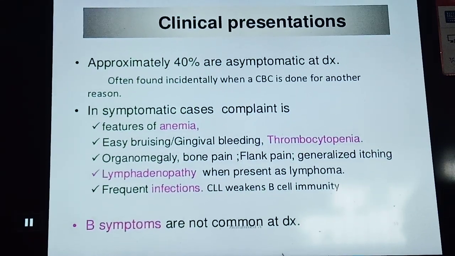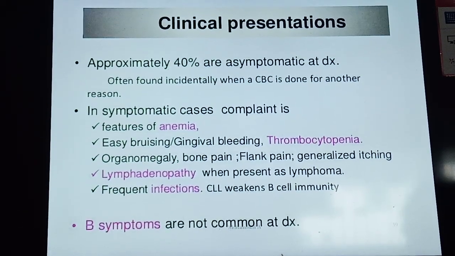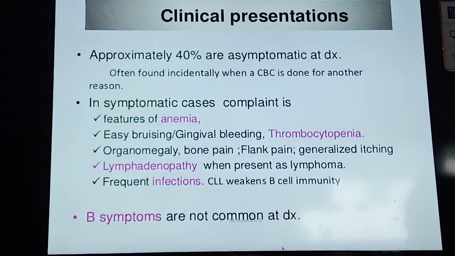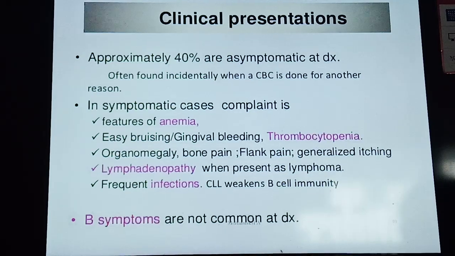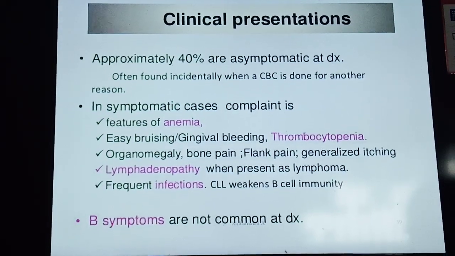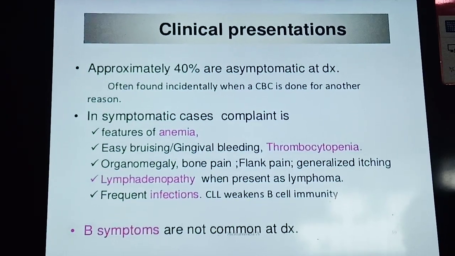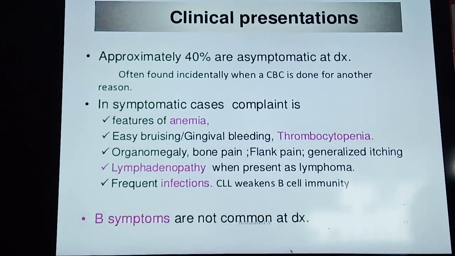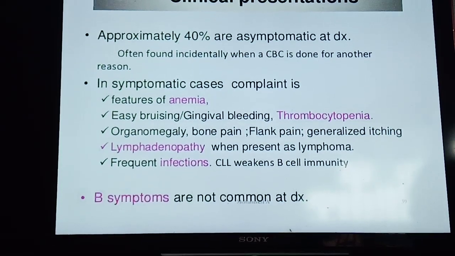In chronic lymphocytic leukemia, approximately 40% are asymptomatic at the time of diagnosis. Often the patient presents incidentally when a CBC is done for another reason. In symptomatic cases, the complaints are usually features of anemia, bruising, gingival bleeding, thrombocytopenia, organomegaly like hepatomegaly or splenomegaly, bone pain, flank pain, and generalized itching. Sometimes there is lymphadenopathy, frequent infection, and CLL weakens B cell immunity. B symptoms are not common at diagnosis.